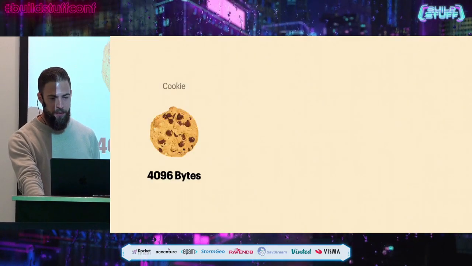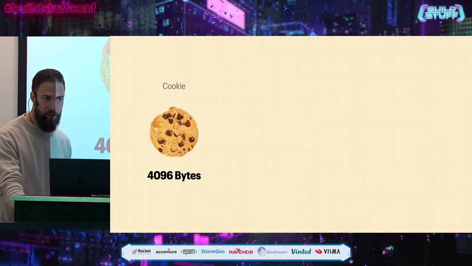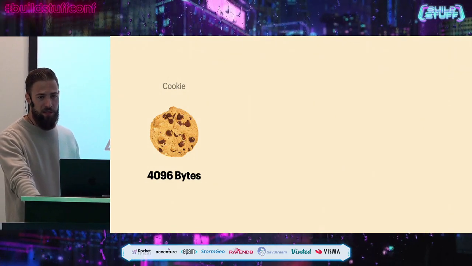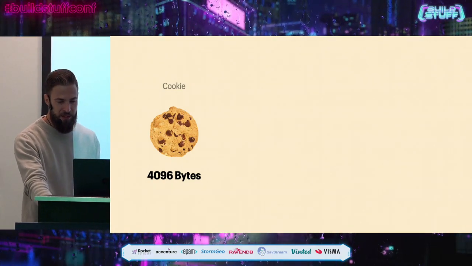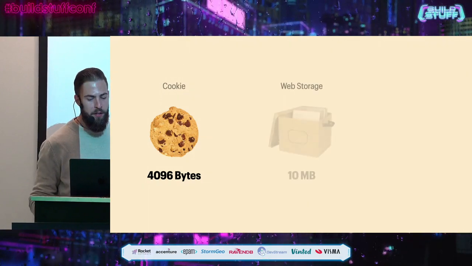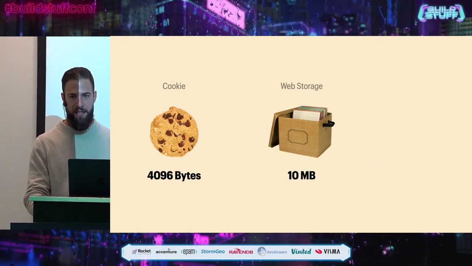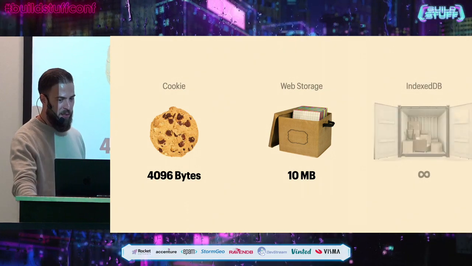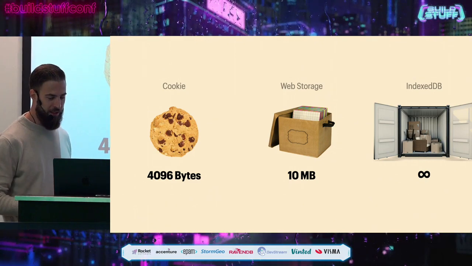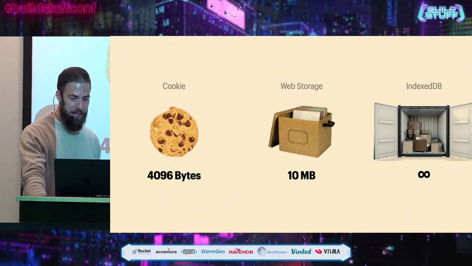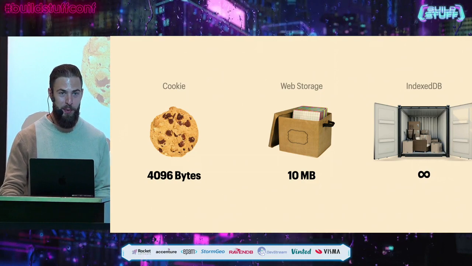Storage-wise, a cookie allows us to save 4,096 bytes of data. It's not that much, but it's enough, I guess, for some authentication tokens, maybe some settings, right? But then already for web storage, the limit is 10 megabyte. And 10 megabyte, that's already a lot of text, right? But IndexedDB, in theory, is unlimited. We can save lots and lots of data in IndexedDB. And it's only limited by the user's disk quota, basically.